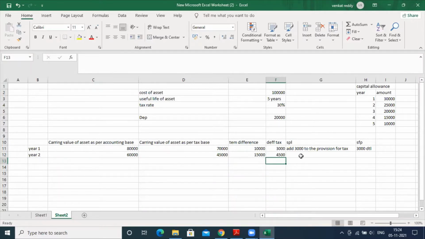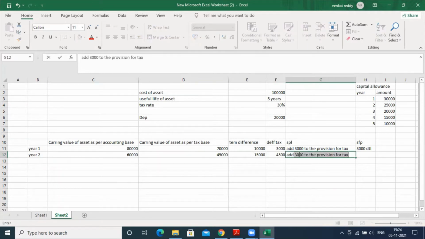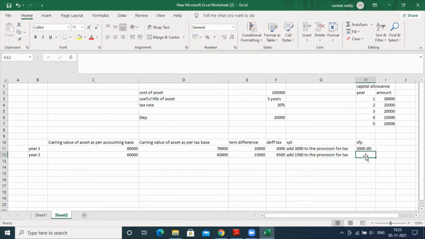So in the statement of profit and loss account, we will be adding 1,500 to the provision for tax. And in the statement of financial position, we recognize 4,500 as deferred tax liability. So this is the second year treatment.